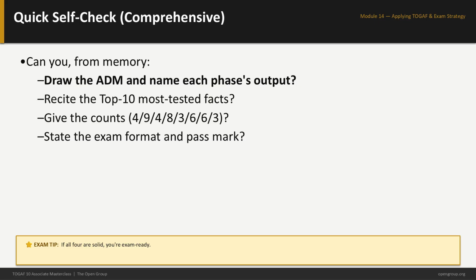One last comprehensive self-check. From memory, can you draw the ADM and name each phase's output? Can you recite the top 10 most tested facts? Can you give the counts 4, 9, 4, 8, 3, 6, 6, 3? And can you state the exam format and pass mark, 40 questions, 60 minutes, 60%? If all 4 of those are solid, you are exam ready, full stop. If anyone wobbled, you now know exactly which slide to revisit. This is the most efficient possible final check for questions that between them touch every corner of the syllabus.